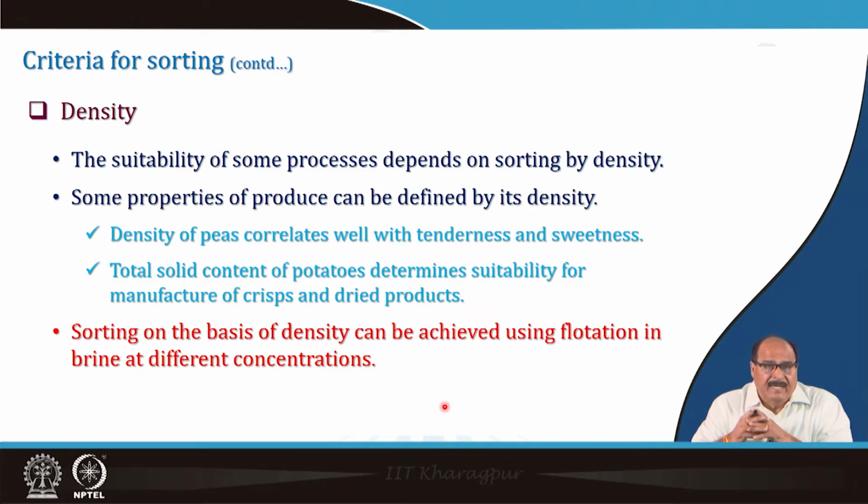Density is another criterion. The suitability of some produce depends on sorting by density. Some properties of the produce can be defined by its density. For example, the density of peas correlates well with tenderness and sweetness. Total solids content of potatoes determines their suitability for manufacture of crisps and dried products. So, accordingly, the processable varieties of a commodity are separated from the varieties which are not suitable for processing.